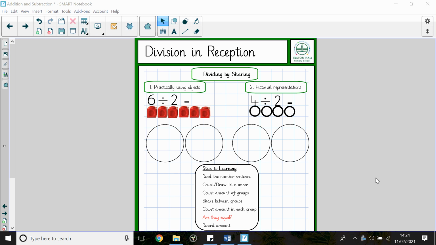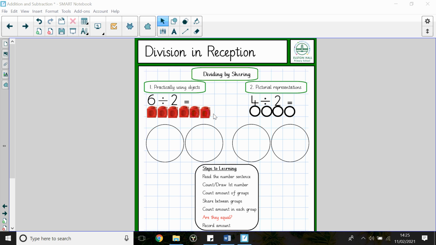Using our steps to learning, we begin by reading the number sentence aloud to identify what calculation we are solving and the amount needed. So in this instance, 6 shared between 2 or 6 divided by 2. Within a division number sentence, the first number represents how many objects we are sharing, whilst the second number represents how many groups we're sharing between. Our next step will be to look at the first number and count the amount out in objects into a straight line. So here I have 6 cubes to share.